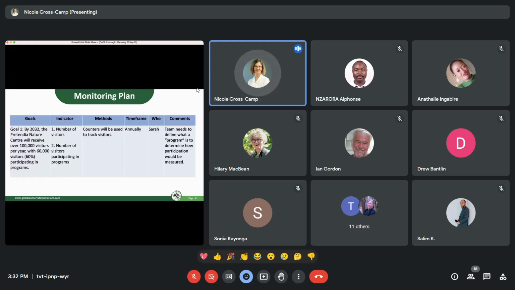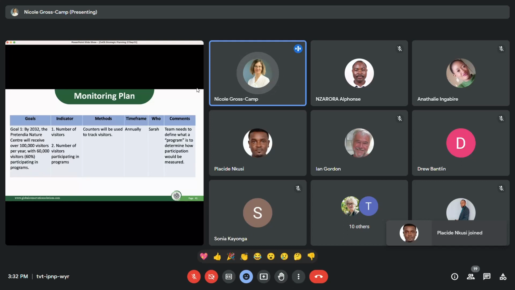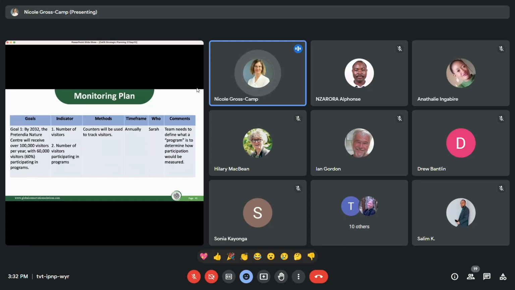So Pretendia, affiliated with their goals, have the number of visitors, or the number of those visitors actually participating in programs, and they use counters to measure these. They do this on an annual basis.